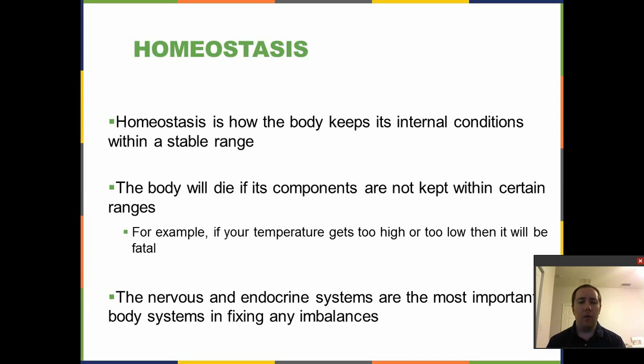We have two organ systems that are primarily responsible for maintaining homeostasis. That is the nervous system and the endocrine system. The reason these two are important is because these are our two signaling systems. The nervous system is going to send electrical signals, and the endocrine system is going to send chemical signals. They are going to tell the other organ systems to change what they're doing to get us back to normal ranges.